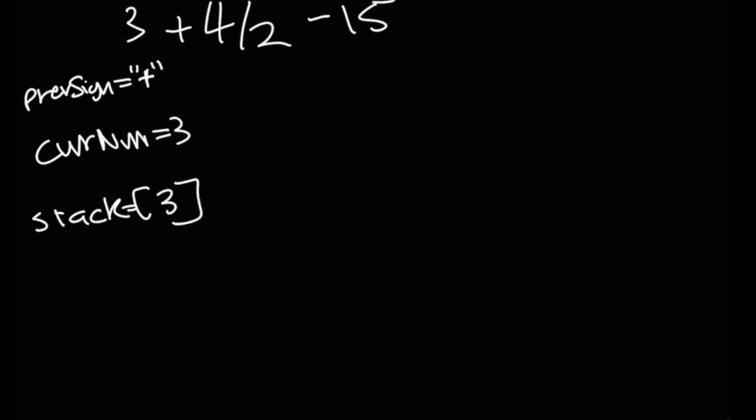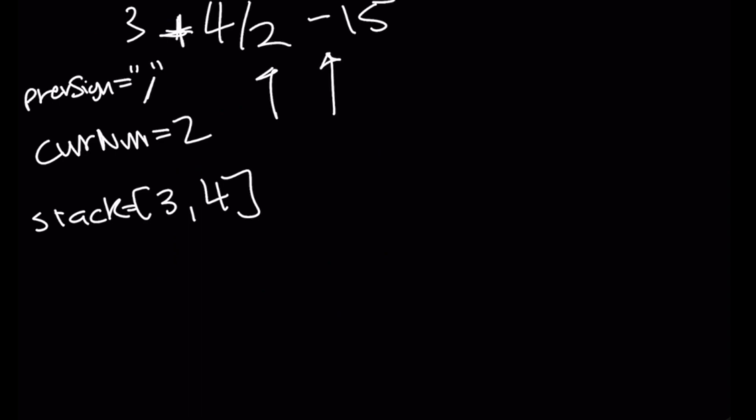Now we go to the next iteration. And our previous sign is plus again because this is plus, right? So our current number is 4. Now we go to the next one. Divide, right? Now we'll do our previous sign, which is plus. So we'll add 4 to the stack and move on. Now our current number is 2, and our previous sign is also division, right?